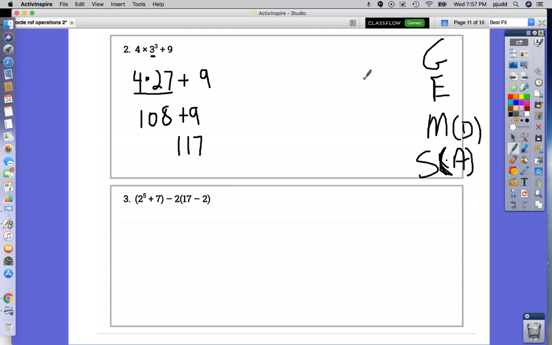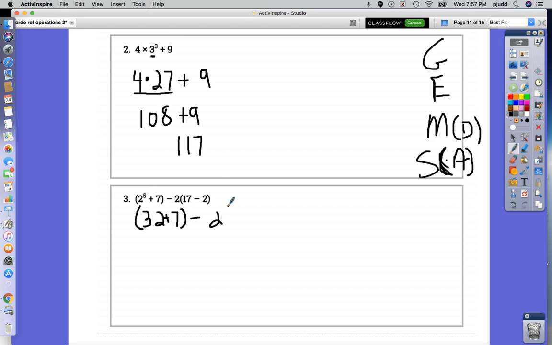So I know I'm going to start with my groupings, but before I can clear this, I need to know 2 to the 5th power. Well, 2 times 2 is 4. 4 times 2 is 8. 8 times 2 is 16. 16 times 2, 32, plus 7. I'm going to keep the parentheses around this until it's completely cleared.